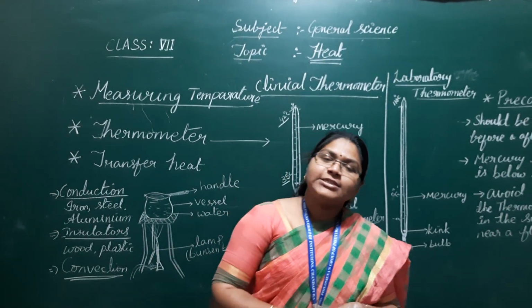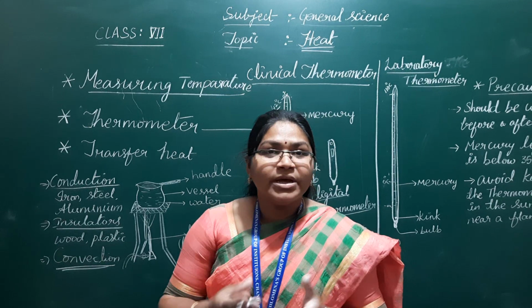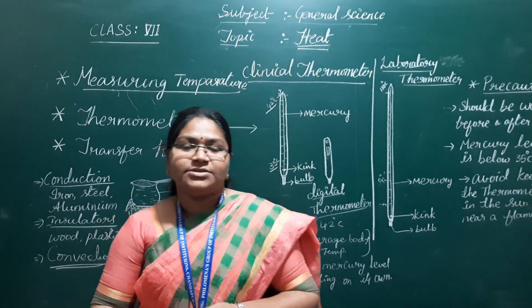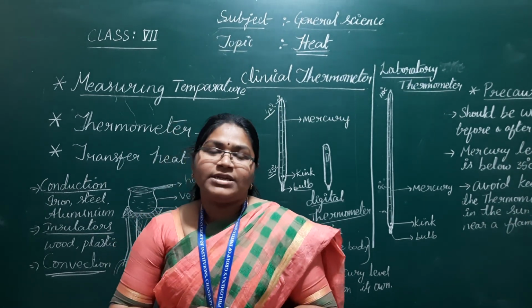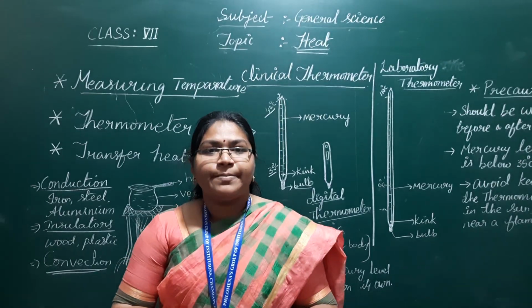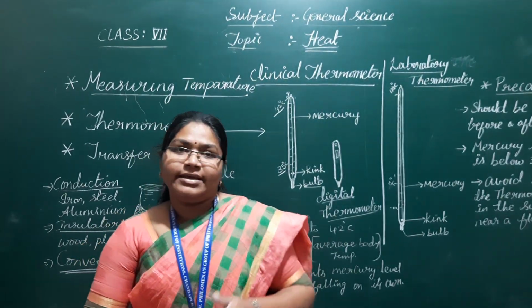Hello students, last class we learned about how we can measure the temperature of the human body as well as any hot object, right? By using clinical, laboratory and digital thermometers, we can detect human body temperature and any other hot object temperature up to 110 degrees centigrade.